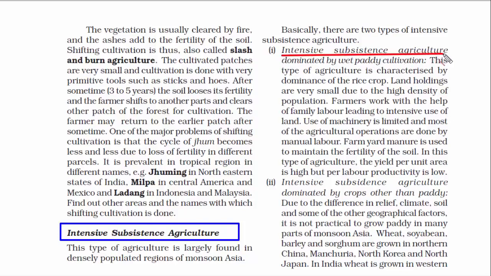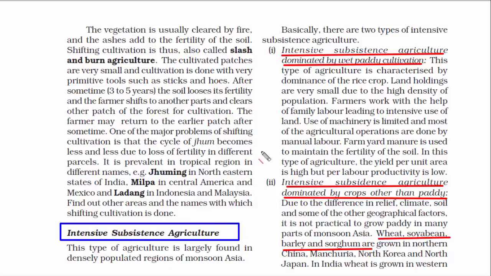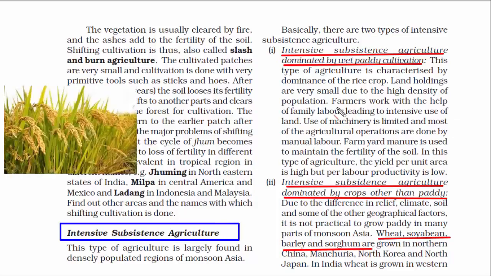Going forward, again there are two types of intensive subsistence agriculture. The first one is intensive subsistence agriculture dominated by wet paddy cultivation. And the second one is intensive subsistence agriculture dominated by crops other than paddy. Basically, the crops other than paddy are wheat, soybean, barley, and sorghum. Let me just show you what paddy looks like. Paddy is basically rice with the husk on it.